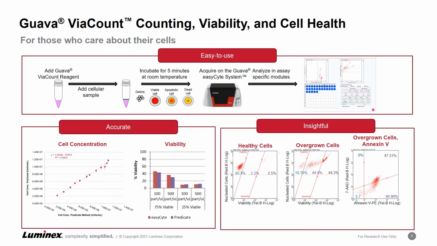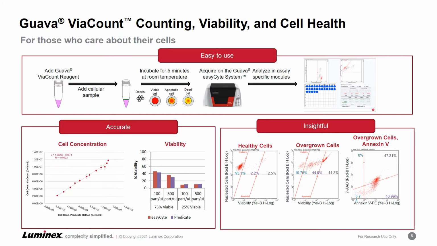As the graph shows on the lower left corner of this slide, we've compared the cellular concentration versus the predicate method. You can see that there is linear correspondence with an R-squared value and slope close to 1. Additionally, when we compared the viability measurements using the ViaCount assay to a predicate method, as shown by the bar graph, similar results were obtained.